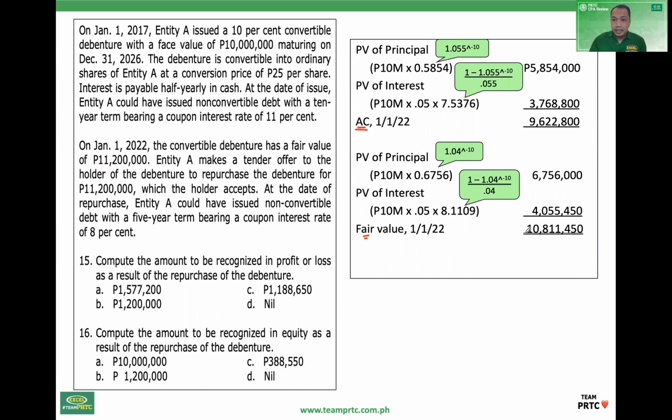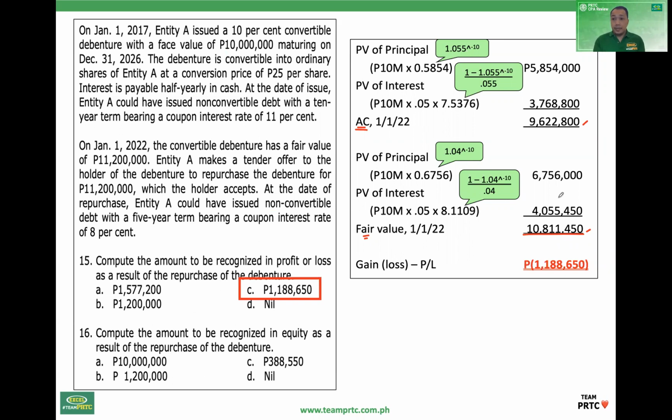And that is the retirement price. Okay, so yan yung retirement price. Get the difference: carrying amount minus the retirement price. The difference, gain or loss. And this one is loss. The company paid more than the carrying amount, and that loss is recognized in profit or loss. Okay, so number 15, letter C. Specifically, that amount is loss.